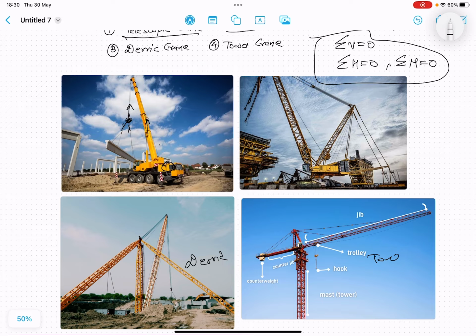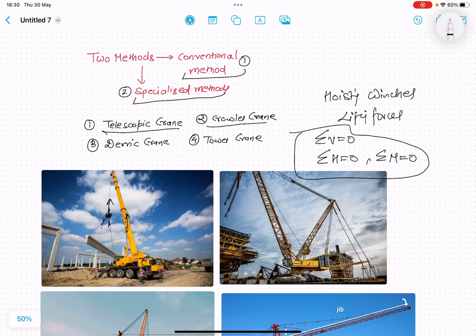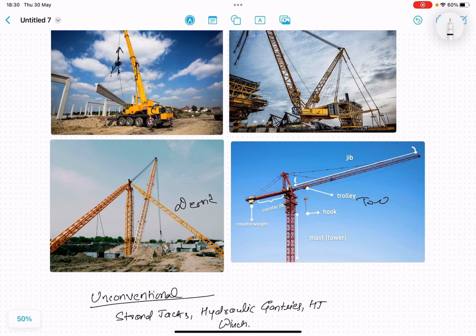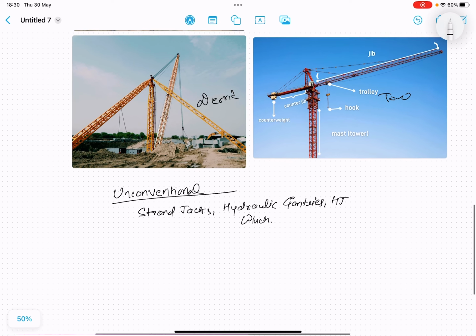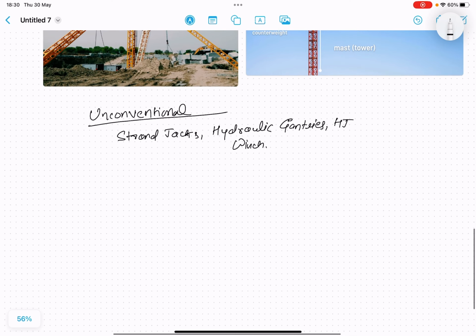Okay, now these are the conventional methods you have seen. All these derrick cranes are generally not used now. Collar cranes have replaced the derrick crane, but previously they were used and specifically designed. Now there is another method called unconventional methods. Unconventional methods consist of strand jacks, hydraulic gantries, hydraulic jacks and winches.